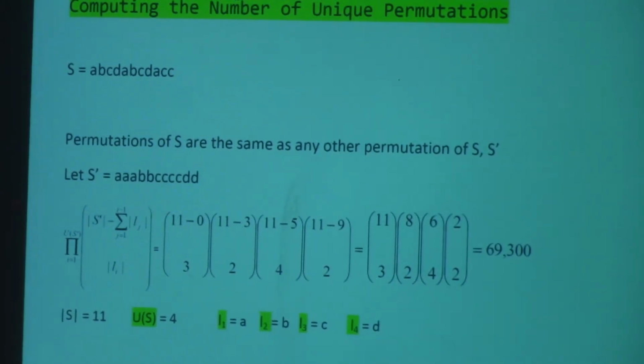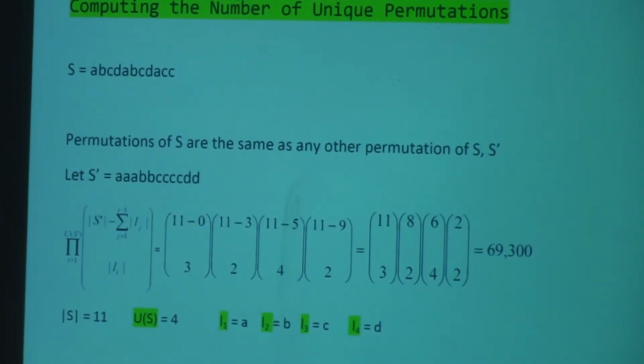So it's going to be a product of binomials. So the binomials are 1, 2, 3, 4. You see them? So let's look at the first binomial. 11 minus, that's the length of the string, minus all the letters before this current letter. Since the first current letter is A, there are no unique letters before that, therefore 11 minus 0. Binomial coefficient over 3. What is 3? 3 is the number of unique letters. So that's going to be 11 choose 3, which is going to be 11 factorial over 3 factorial times 8 factorial.